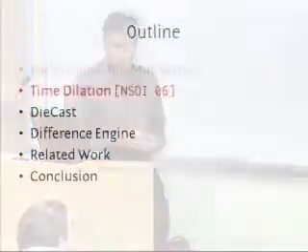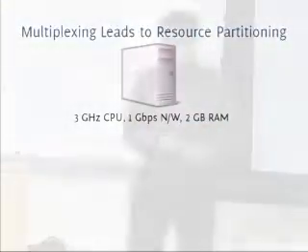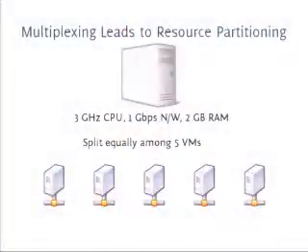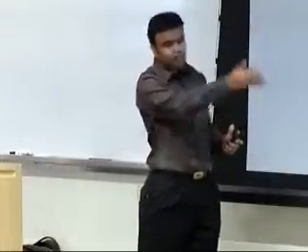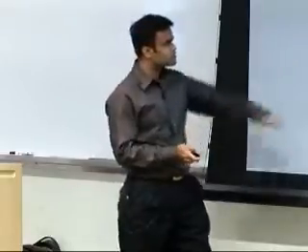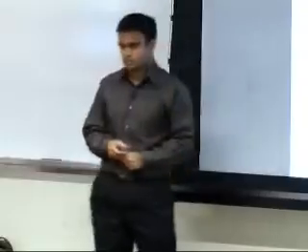All right, so let's talk about time dilation. Consider this physical machine here with a given configuration, and this physical machine will potentially host several virtual machines. Now, an obvious consequence of doing this kind of multiplexing is that these resources will get split up among these virtual machines. So each virtual machine individually has access to only a fraction of the underlying resources.